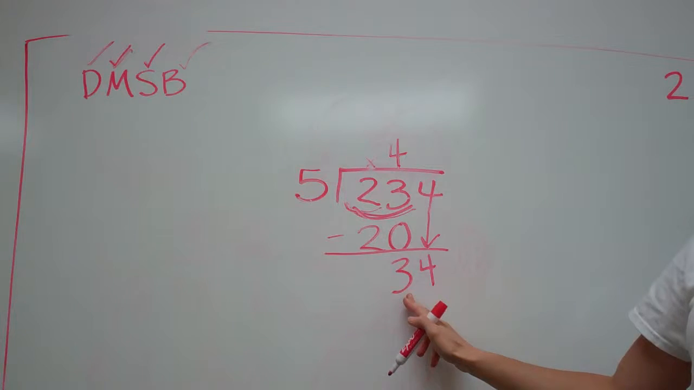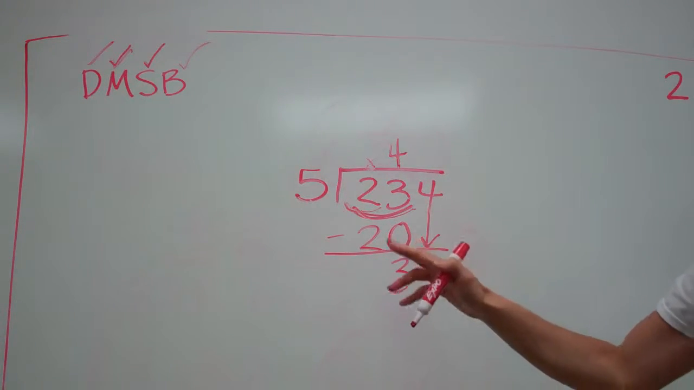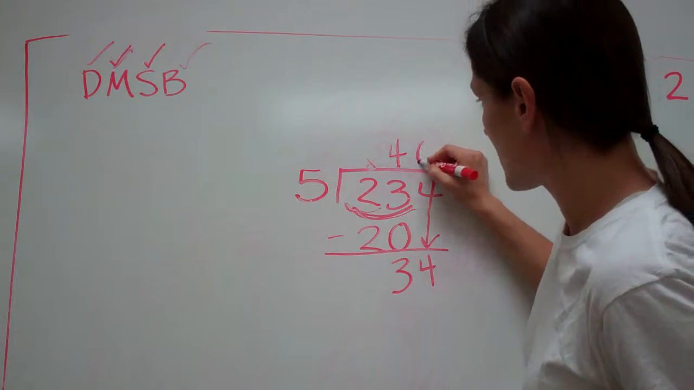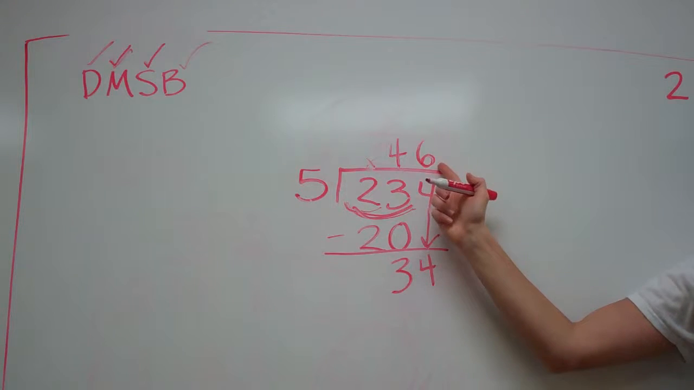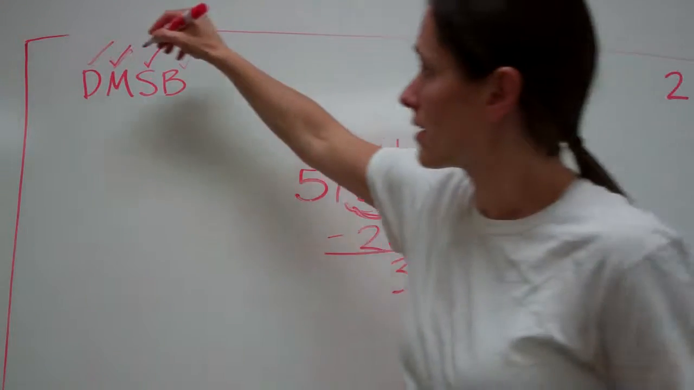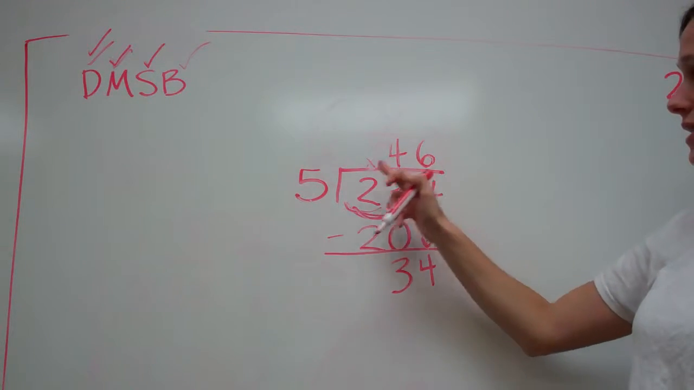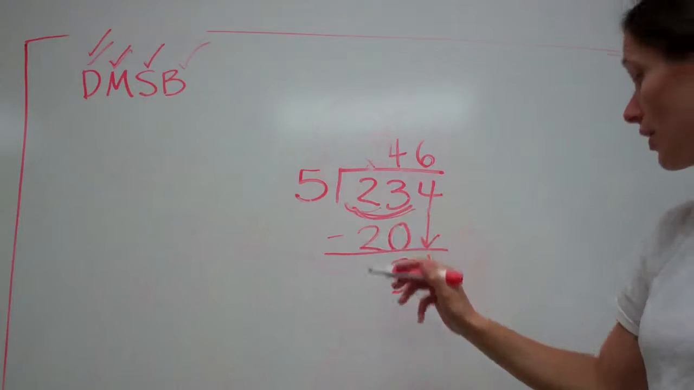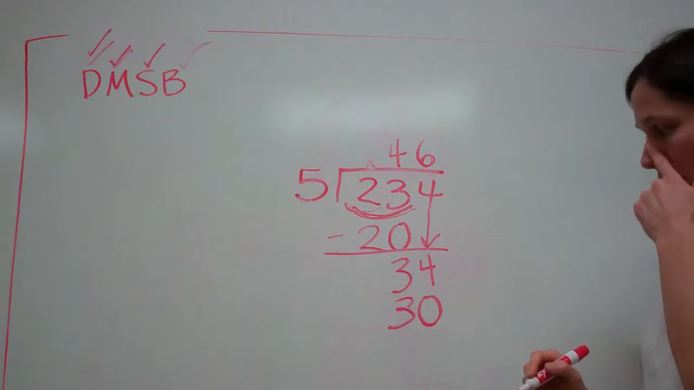How many? 6. Okay. Yep, you're exactly right. Good. So I'm going to put a 6 up here. All my division stuff goes up here. 5 will go into 34 this many times. 6. Okay, good. Now let's multiply. What is 6 times 5? 30. Put it underneath that number we were working with.